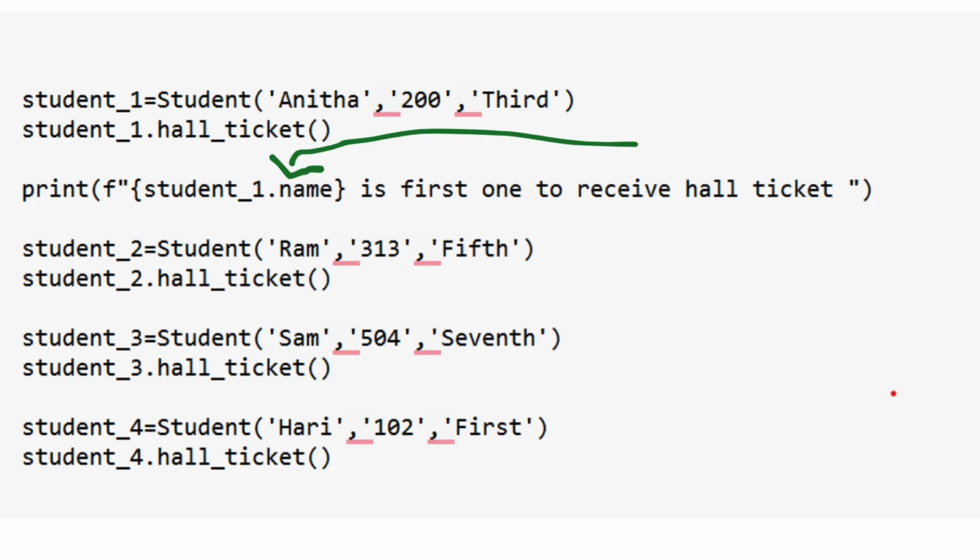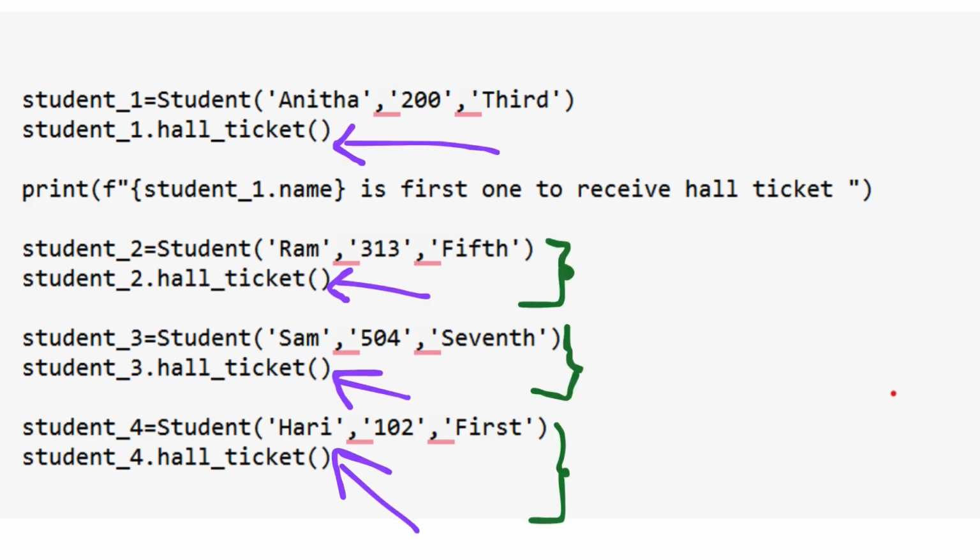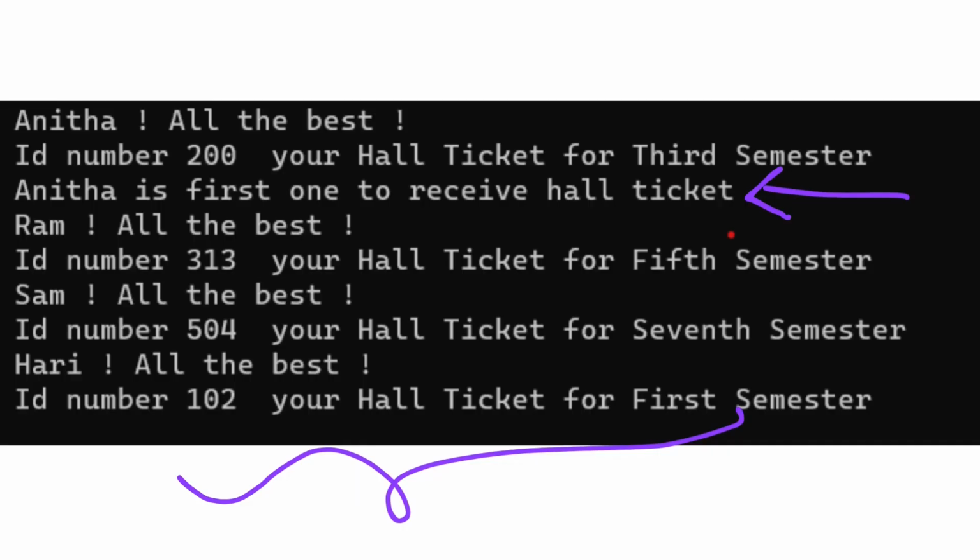Fine. And below we have created another 3 different instances, and not only 3 but any number of instances could be created from the class. Okay, see the student1.hall_ticket. So this is how we can access the methods in the class through our created instance. Got it? And see, this is the output. You can see that very clearly. So Anita, all the best, and ID number 200, your hall ticket for the third semester.